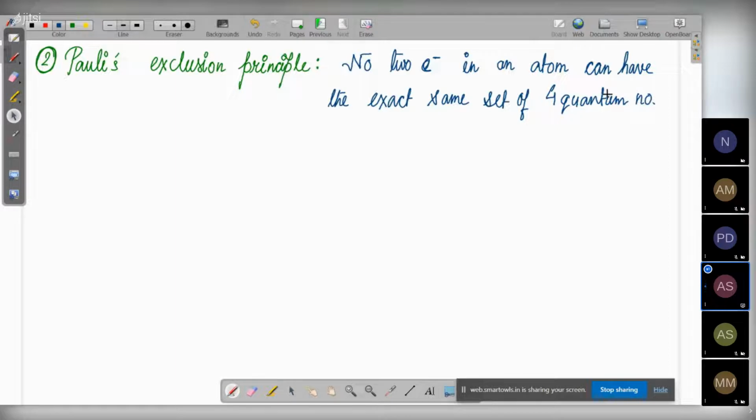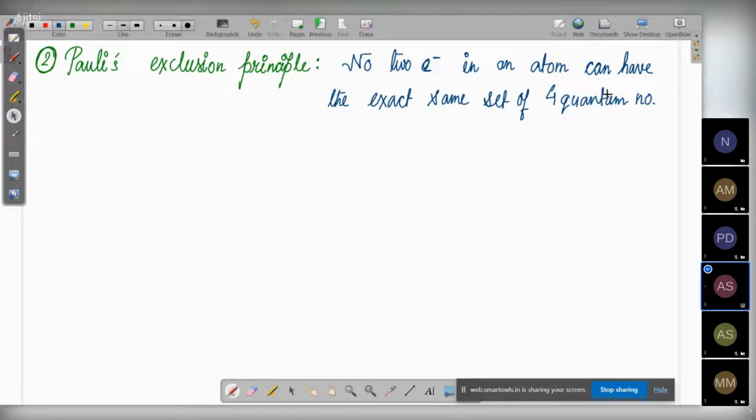What Pauli's exclusion principle says is just like everyone might be living in North Andaman. It might happen that two of you live in the same locality, but it never happens that two of you live in the exact same address. That is not possible. Everyone's address is different from one another. Even if you live in the same locality, still there will be a difference. So no two of you can have the exact same address. So here also, no two electrons in an atom can have the exact same set of quantum numbers.